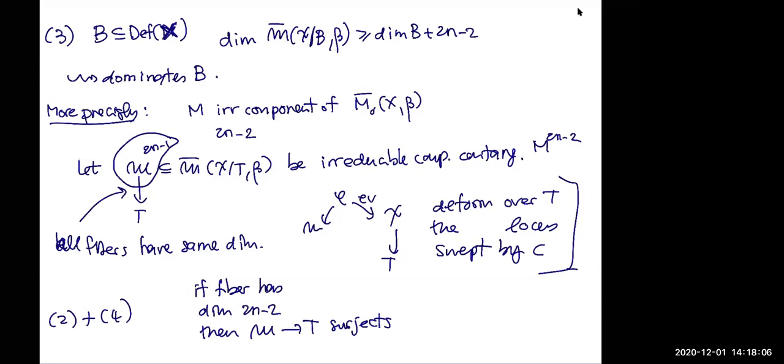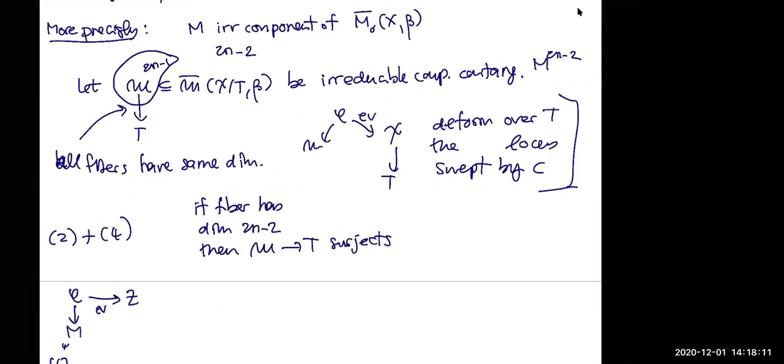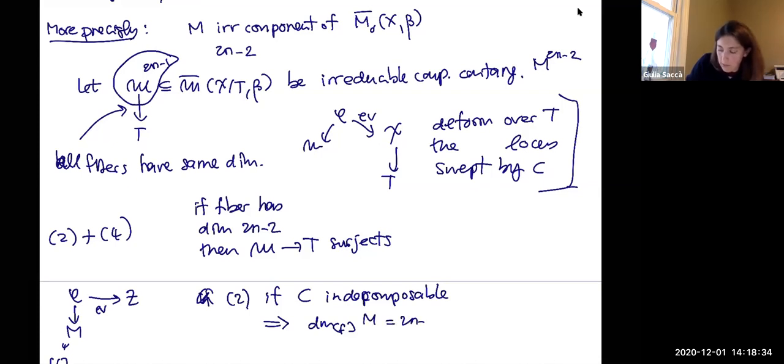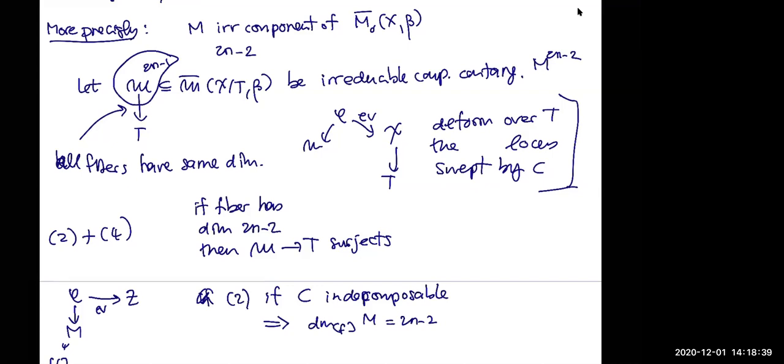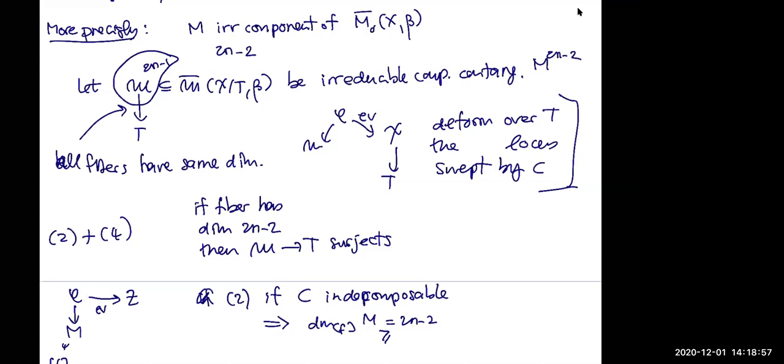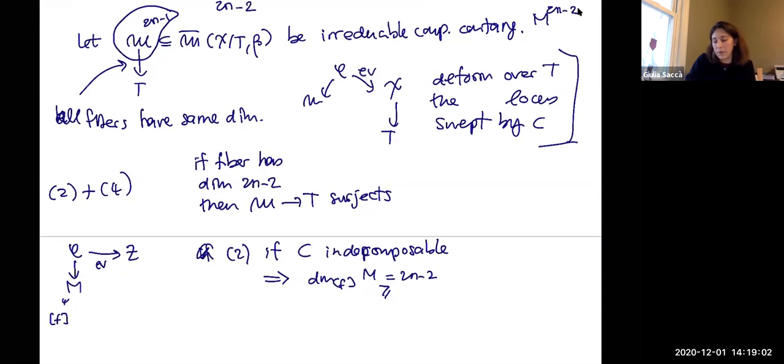Okay, and now we're proving this 2 and 4, right? We have to prove that something has dimension exactly 2n minus 2. Yes, so 2 is this: if C is indecomposable, then the dimension at F of the space of maps is actually 2n minus 2. But we're not assuming at this point that M has this dimension. No, it's just some component. We know that it's dimension greater or equal to that, and we want to show that it's equal. And in particular, if it's indecomposable, then it deforms in codimension 1 because of 3, which is this part here.